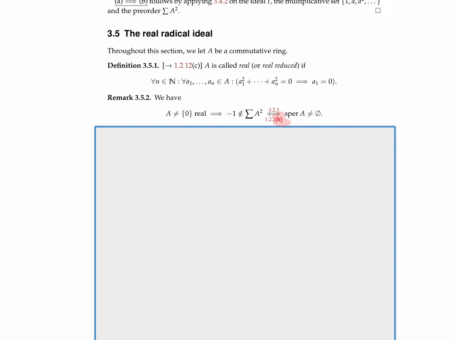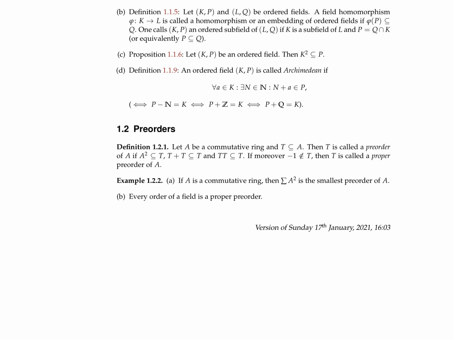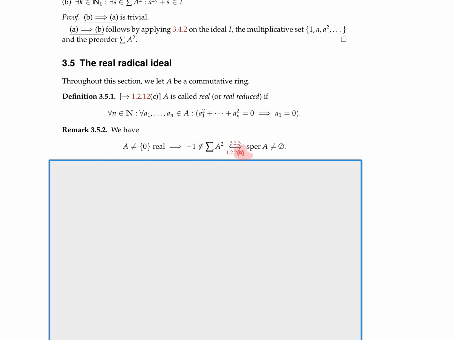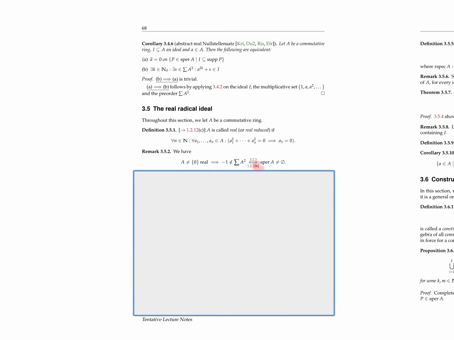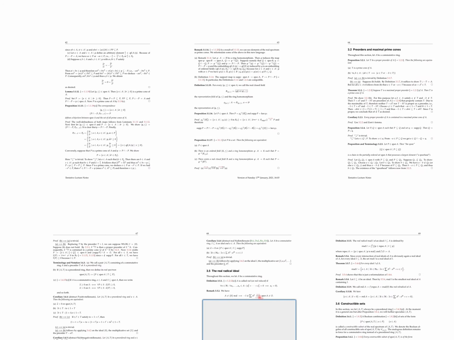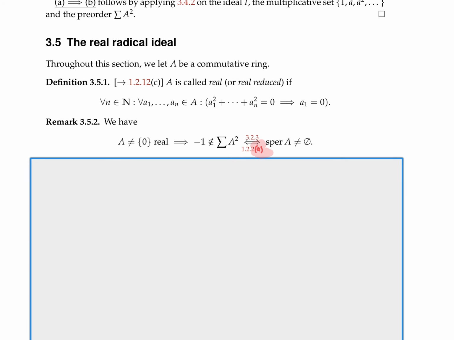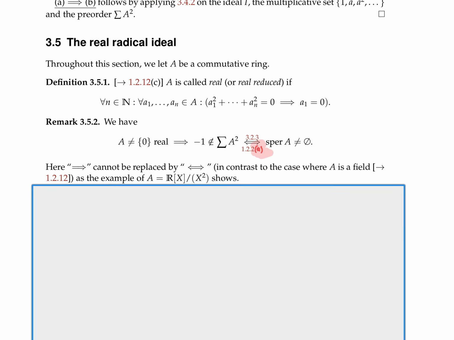So let's see what 1.2.2a was. That was just that sums of squares are the smallest preorder of A, so they are in particular a preorder. And 3.2.3 was that you can extend every proper preorder to a prime cone, in fact even a maximal prime cone. So that was this. Here, this implication cannot be replaced by an equivalence, in contrast to the case where A is a field, as we have seen.